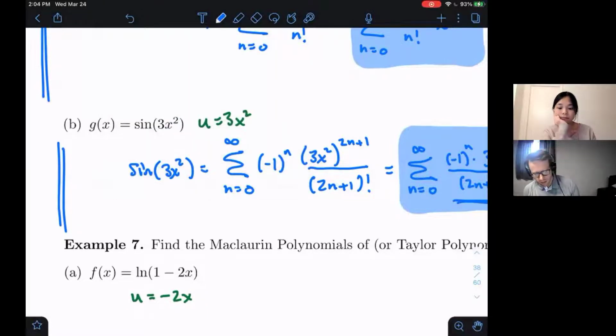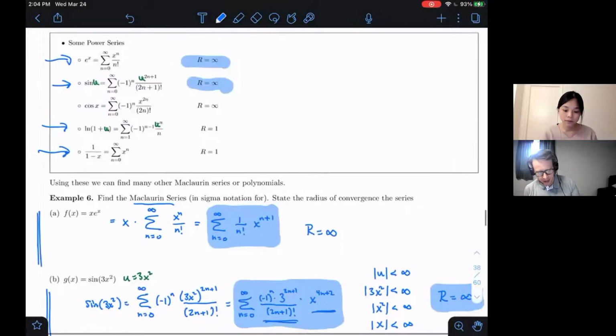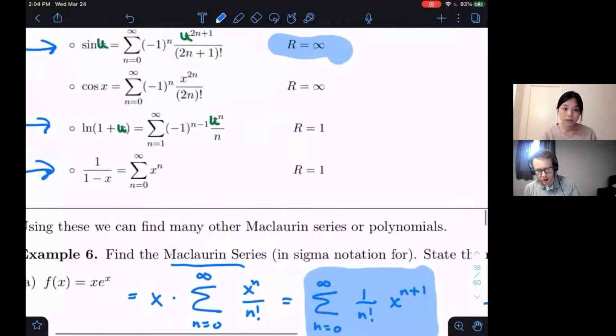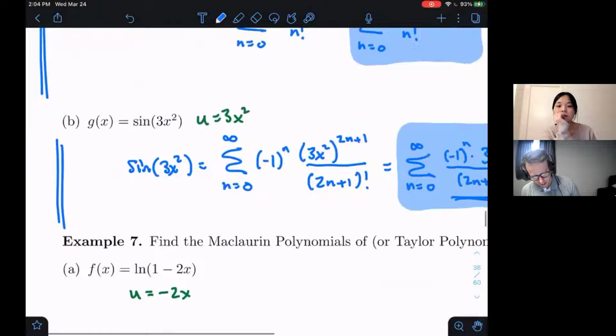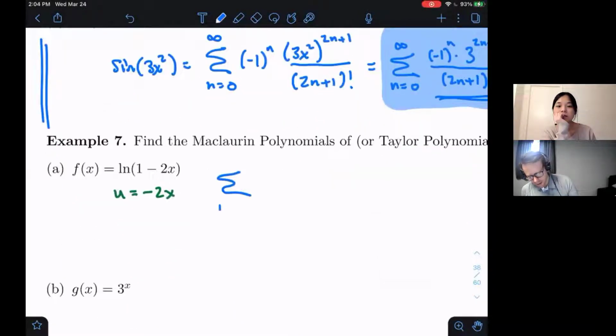And so, well, we can go ahead and copy in here. Again, it has this alternating piece. It starts at 1 here. And then we're just dividing by n in this case. So let me go ahead and hopefully I can write this down correctly. So n equals 1 to infinity, this alternating piece offset by 1. And then we have our u, which is negative 2x, u to the n divided by n.